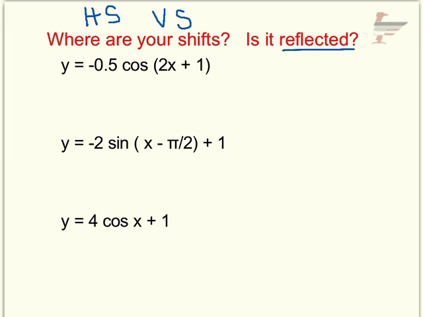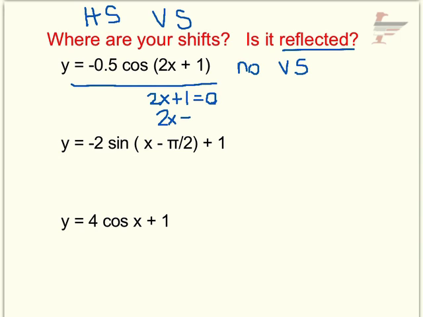So in the first one, you're not adding or subtracting anything to this function, so there is no vertical shift. I have a parenthesis, so I'm going to take that 2x plus 1, and I'm going to set it equal to 0 to get my horizontal shift. So I'll subtract 1 and divide by 2. So my horizontal shift will be to the left, since it's going to be negative, to the left 1/2 of a unit. Notice there's no pi in there, which doesn't happen a lot, but it does, and that's fine.